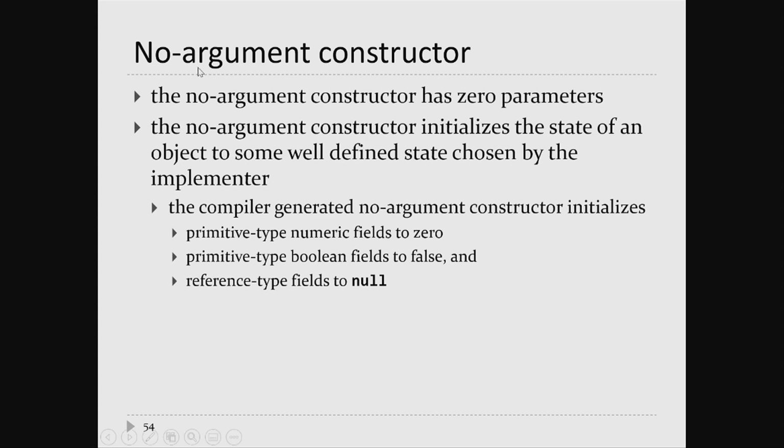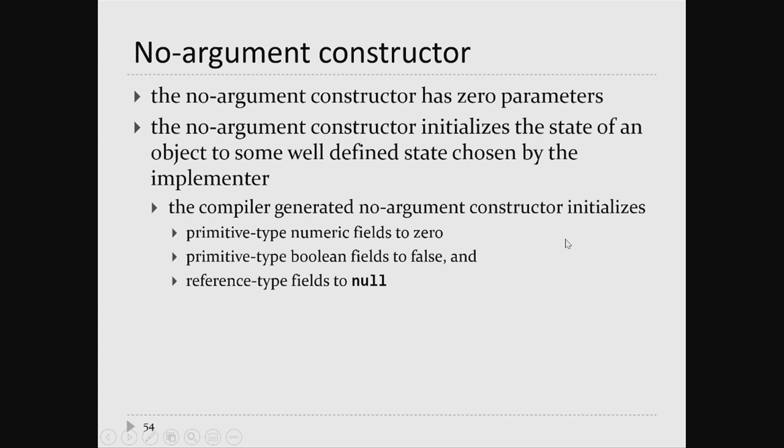The one that it makes is called the no argument constructor. It's called the no argument constructor because it has 0 parameters. To call it, you don't have to pass in any information to the constructor. Now, what does this thing do if it has no information? The no argument constructor initializes the state of an object to some well-defined state chosen by the implementer. So whoever made the class gets to choose what they are going to initialize the object to if someone calls the no argument constructor.